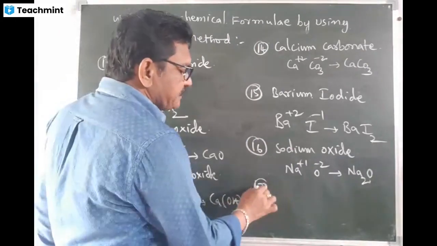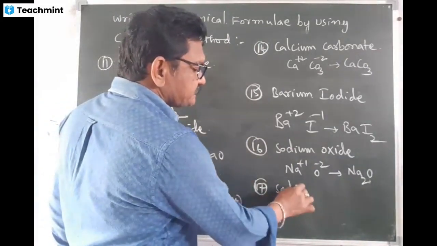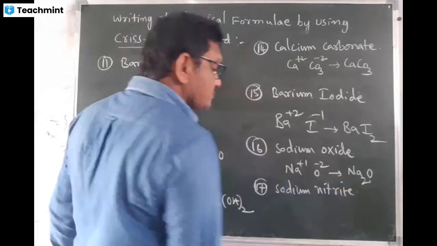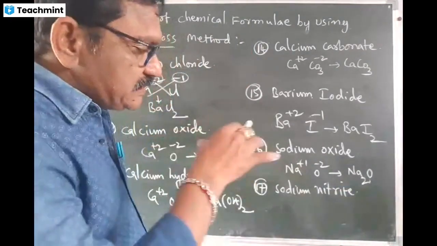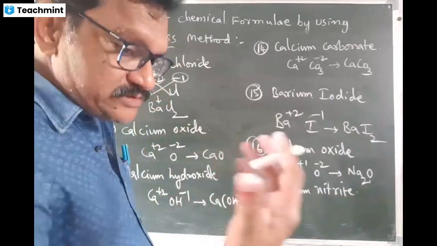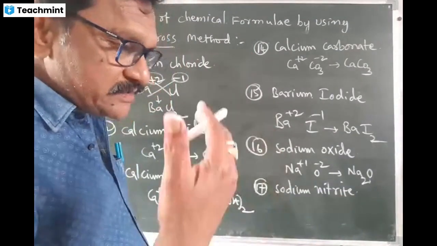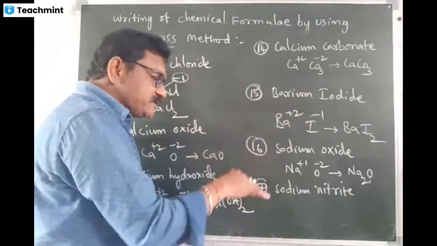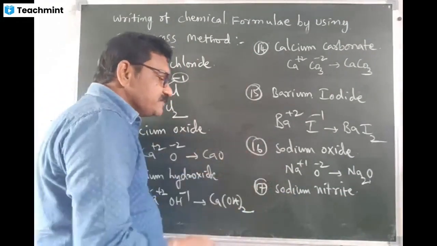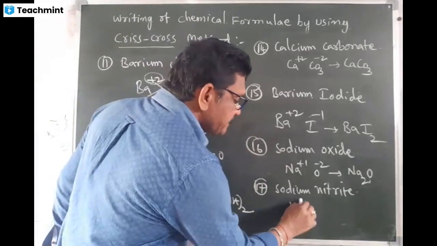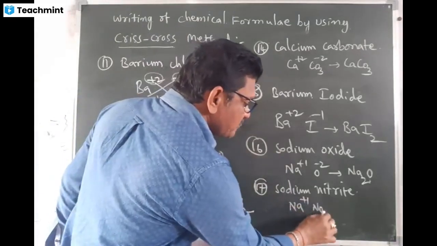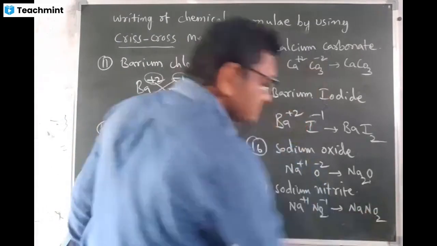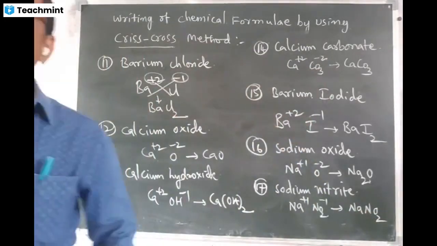Okay, then sodium nitrite. Here it is not nitrate, it is nitrite. You can use the checklist while doing this exercise. You can go back and check your cations and anions list. You have to read it thoroughly. Then you get perfection in writing different formulas. So sodium means Na+1, nitrite means NO2 -1. Then the formula becomes NaNO2.